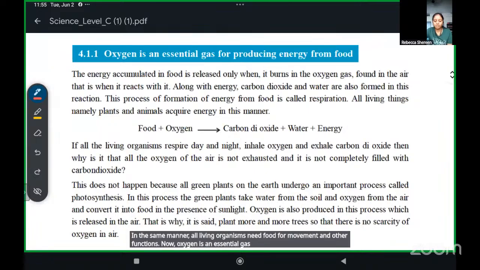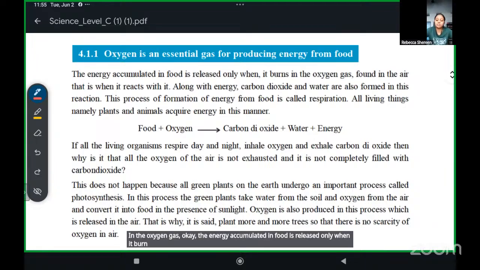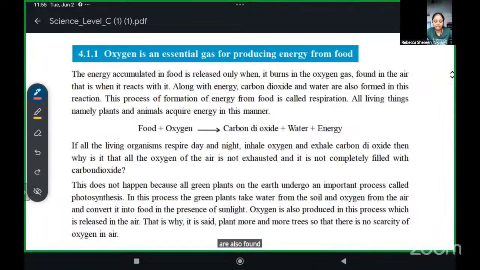Now, oxygen is an essential gas for producing energy from food. What happens? We eat food, okay? And the energy accumulated in food is released only when it burns in the oxygen gas found in the air, that is, when it reacts with the oxygen gas. Along with energy, carbon dioxide and water are also formed in this reaction.